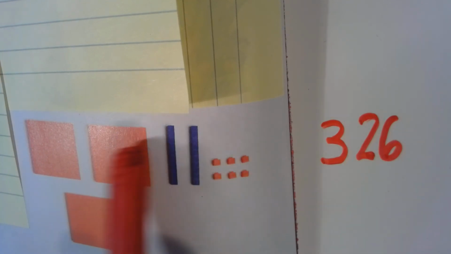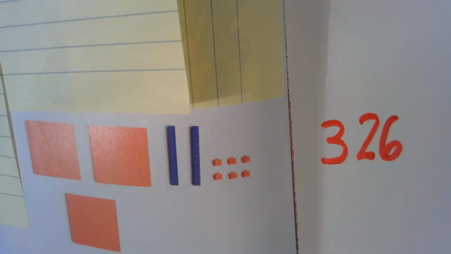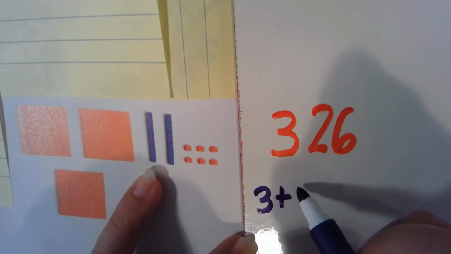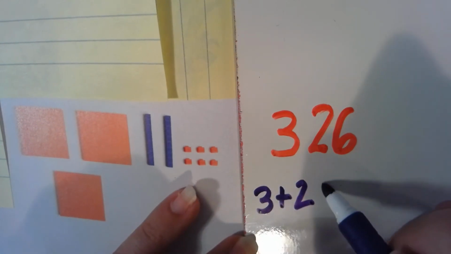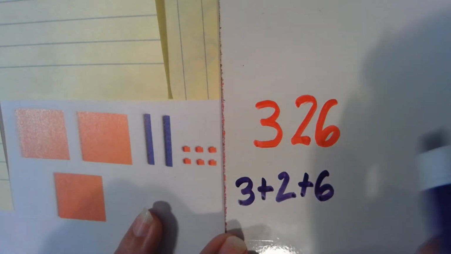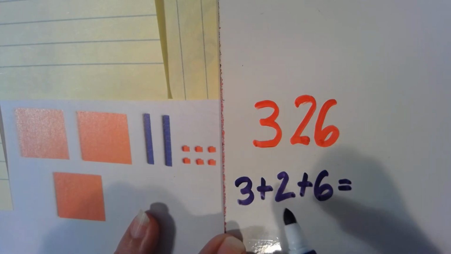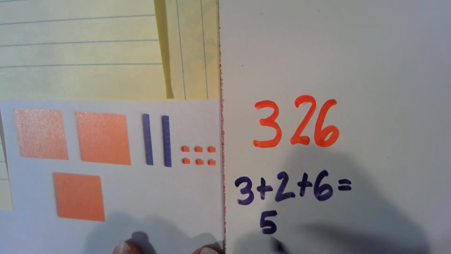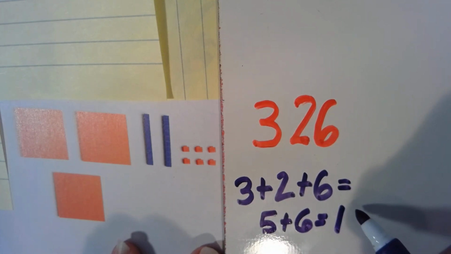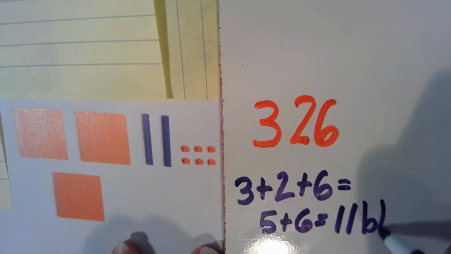How many blocks were used? Did we use 326 blocks? No. How many blocks did we have to use? We used 3 of the hundreds, 2 of the tens, and 6 of the units. So how many blocks did we use? I know that 3 plus 2 is 5, and 5 plus 6 equals? That's right, 11. We used 11 blocks.